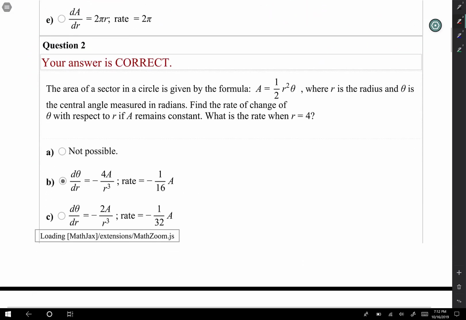Next one. The area of a sector in a circle is given by the formula A equals 1/2 r squared theta, where r is the radius and theta is the central angle measured in radians. Find the rate of change of theta with respect to r if A remains constant. What is the rate when r is 4?